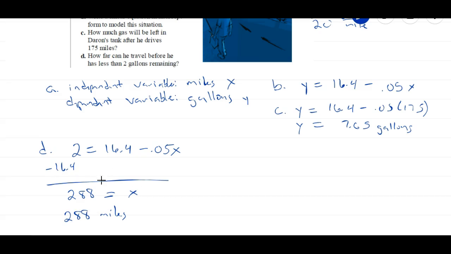So one thing I kind of figured out as I looked at that, I thought 7.2 miles doesn't seem very fuel efficient, especially if he's getting 20 miles to the gallon. So 288 miles seems much better. Alright, there you go.